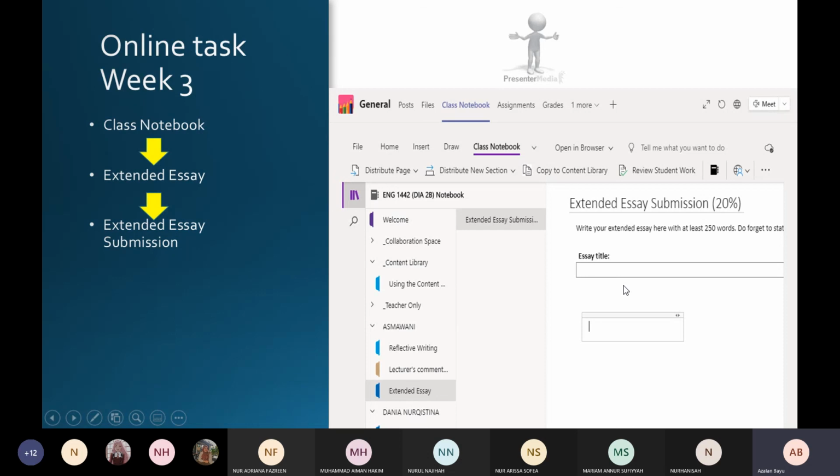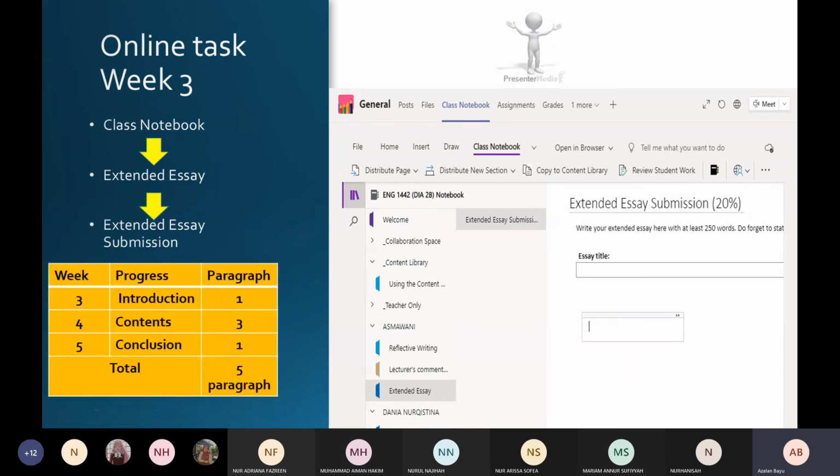Lepas tu you tulislah essay you. Jangan lupa tulis title and you boleh tulis, dah start tulis. Maksudnya introduction, content and conclusion. And this is my plan for this week. You kena tulis introduction dulu, sekurang-kurangnya. Kalau buat lebih lagi bagus. And then next week you akan sambung content 3 paragraph and then last, conclusion week 5. So basically this week you kena start dah.